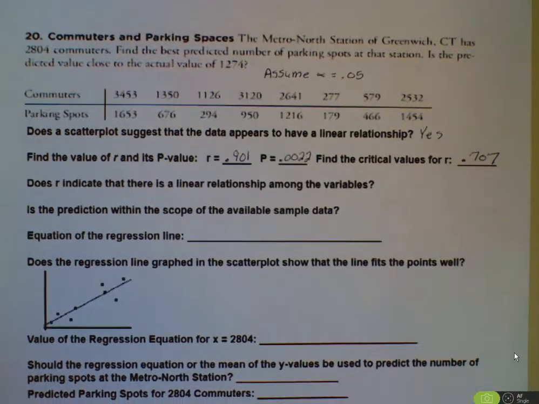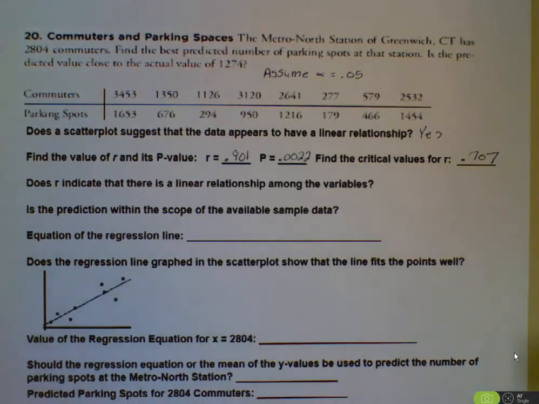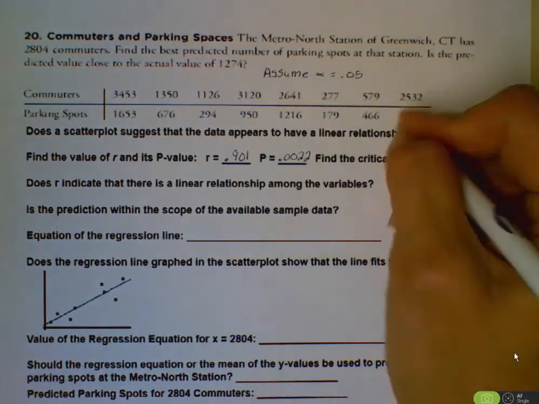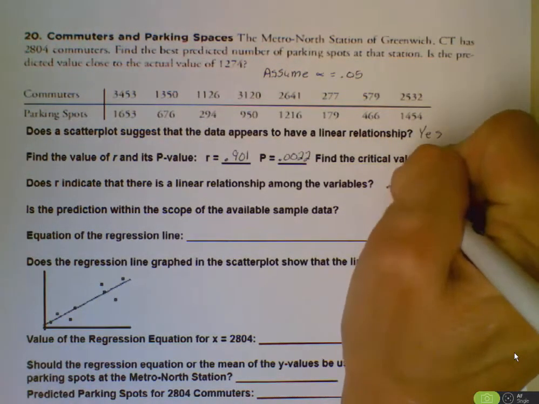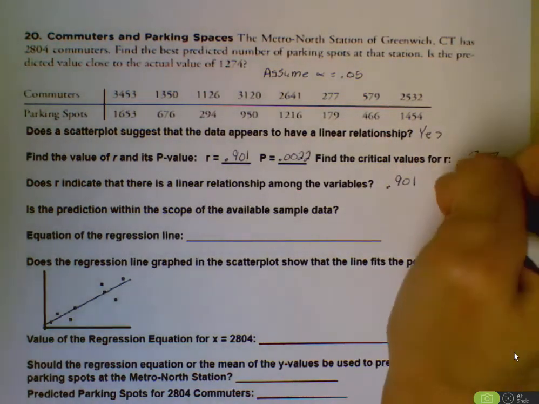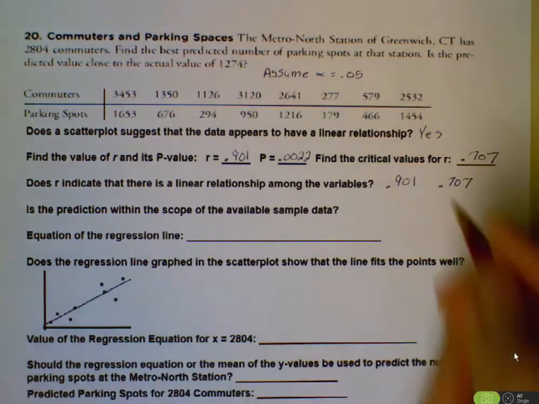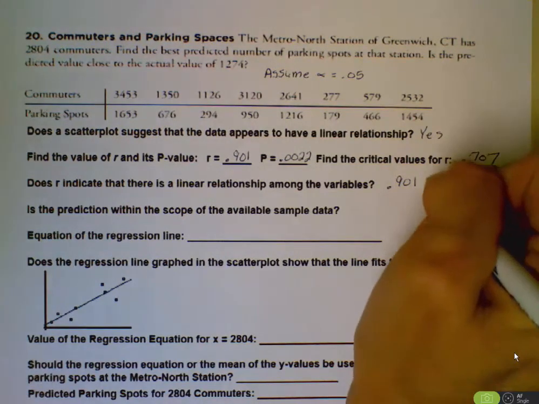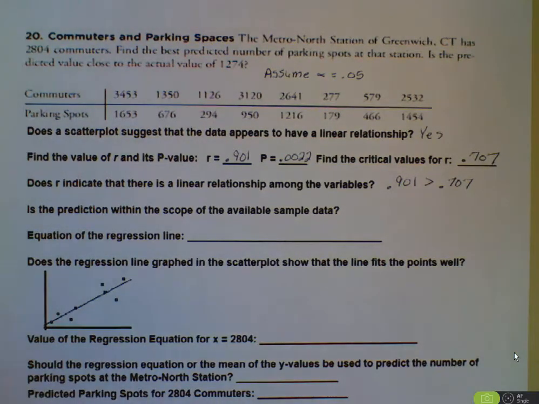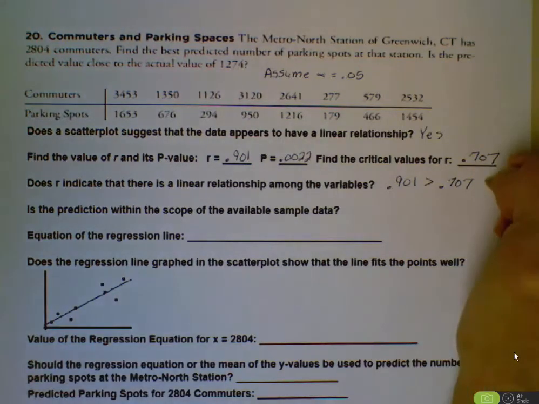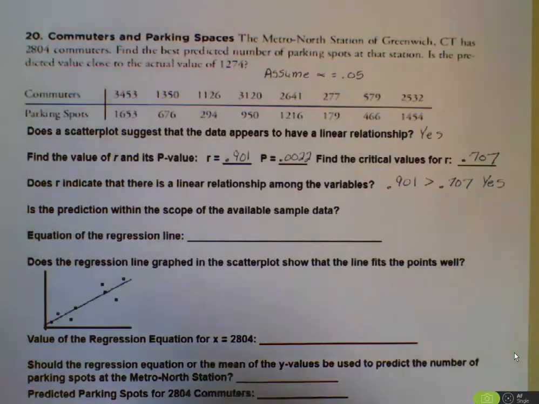Does R indicate that there is a linear relationship among the variables? Well, our R value was 0.901. Our critical value was 0.707. And once again, that R value is greater than the critical value. So yes, R does indicate that there is a linear relationship among the variables.